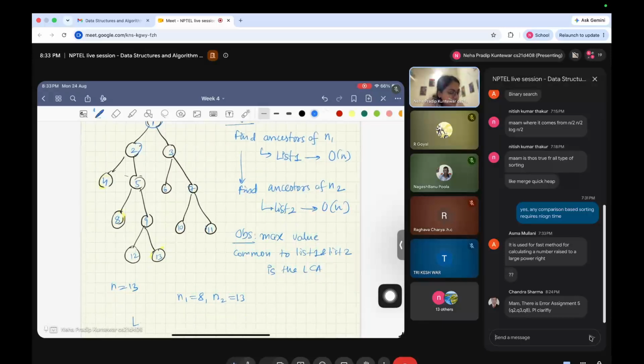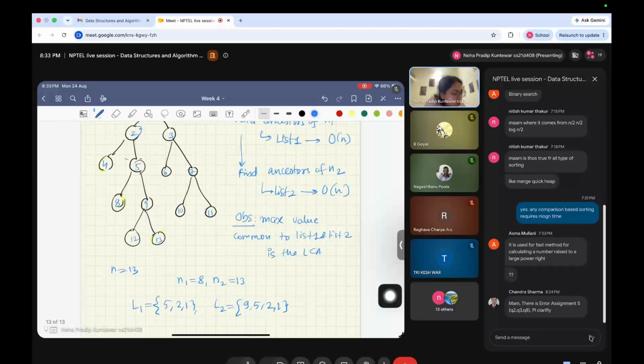So what is list 1? List 1 consists of all ancestors of 8, which is 5 to 1. So you have 5 to 1, and list 2 consists of all the ancestors of 13, which is 9, 5 to 1. So you have 9, 5 to 1. What did we say? Find the maximum value which is common in both the lists. What is common to both the lists? 5 to 1, 5 to 1. And what is the maximum among them? The maximum value in L1 intersection L2 is 5.